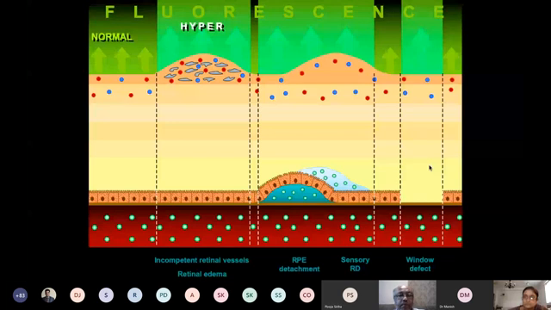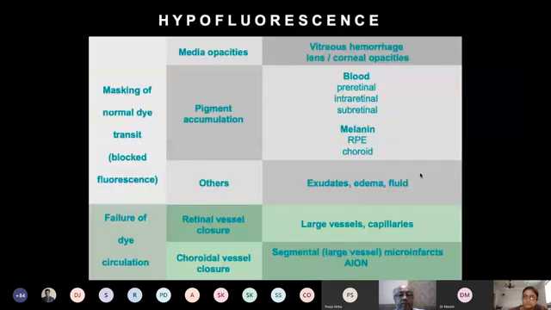So now coming to hypofluorescence. We have the masking of the normal dye transit, which is called blocked fluorescence. And this could be secondary to media opacities, secondary to accumulation of pigment, or because of something else. If we have media opacities such as vitreous hemorrhage, a very dense cataract or a very dense corneal opacity, you may not be able to capture the images very properly. In that situation, the whole image may appear very dark and you may term it a hypofluorescence where you're not able to get the normal fluorescence.